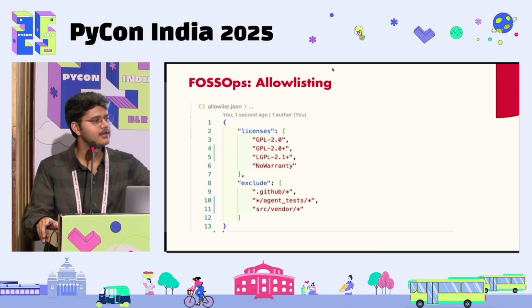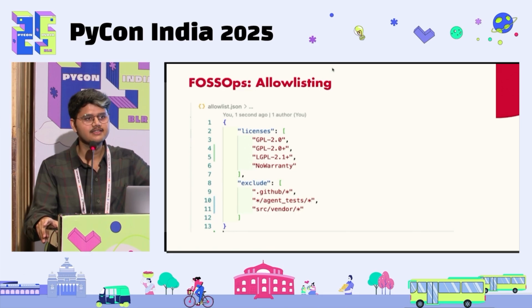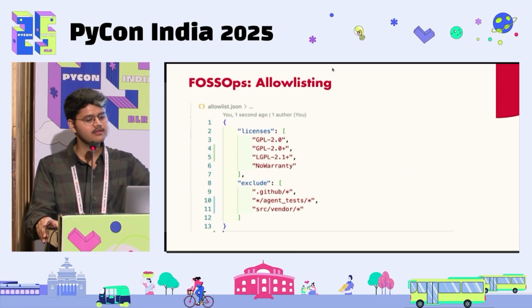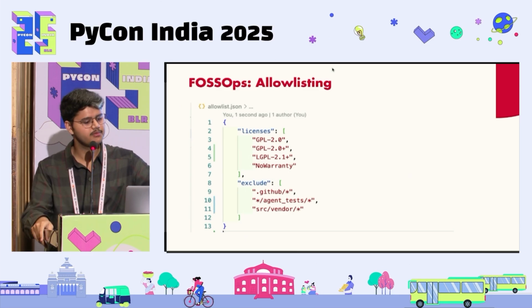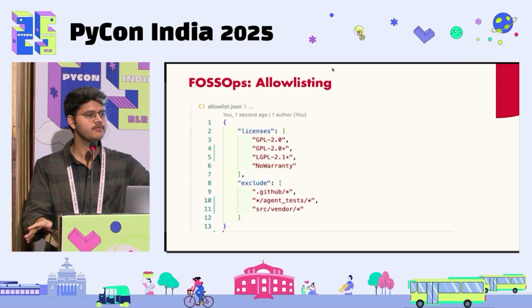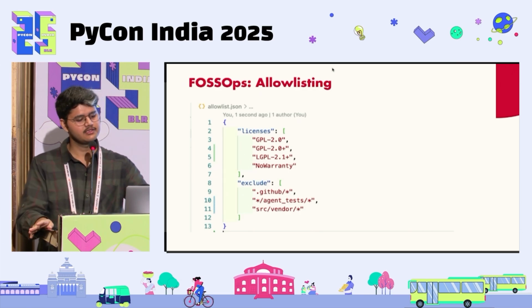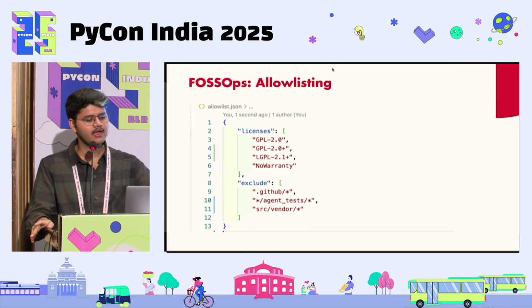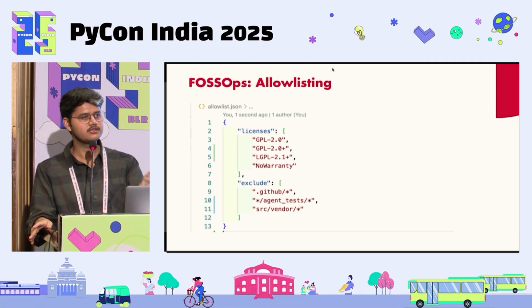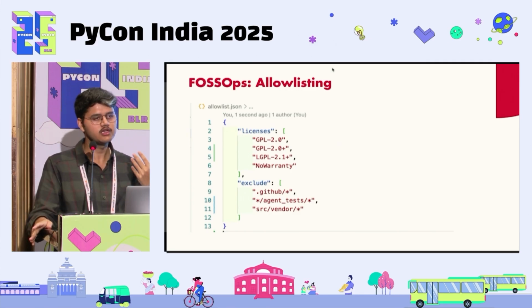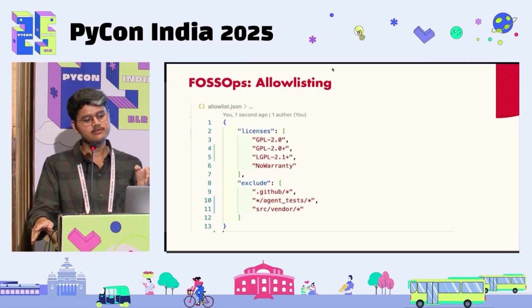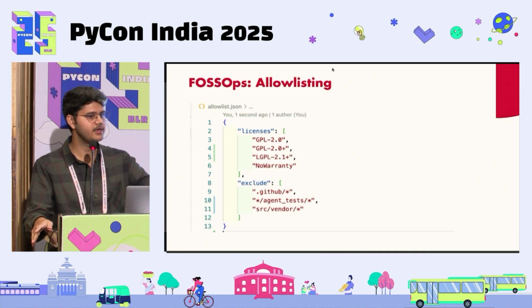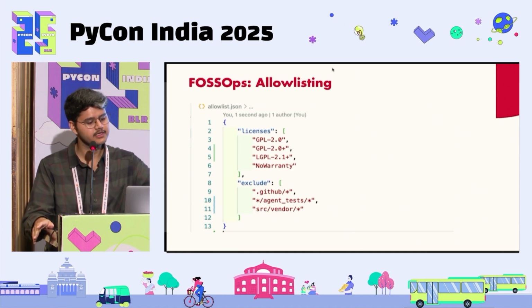For example, if you're building a project that is licensed under the GPL license, then you can add GPL 2.0, GPL, or whichever. If the sister licenses of GPL, like LGPL, are also okay for you, then you can add those licenses in the licenses key field. And then Fossology would not detect these licenses as potential vulnerabilities. Any licenses apart from this would be termed as potential vulnerabilities.